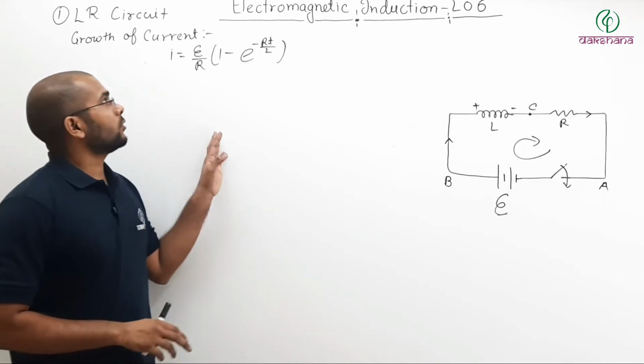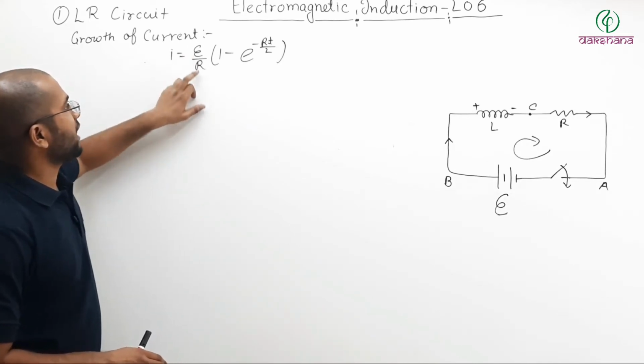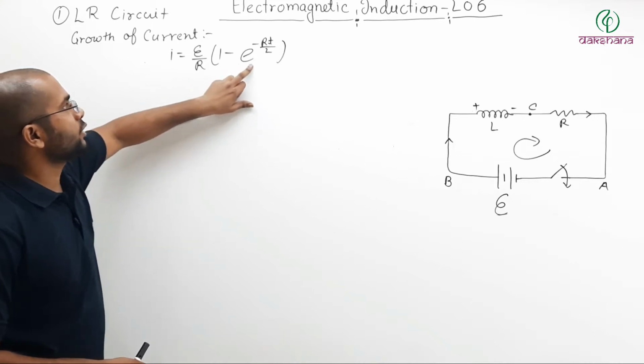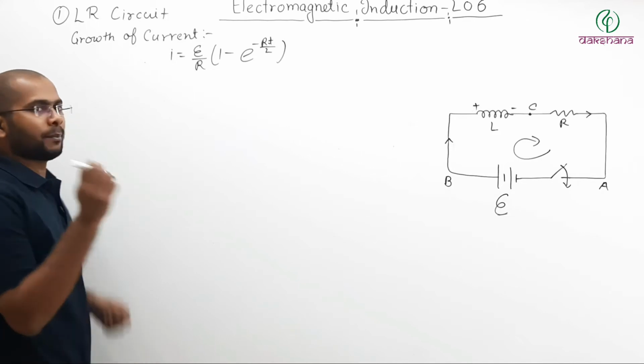So this is the formula that we have derived. Current in the LR circuit is EMF divided by R, times 1 minus e to the power minus RT/L. Now, what would happen at t equals 0?